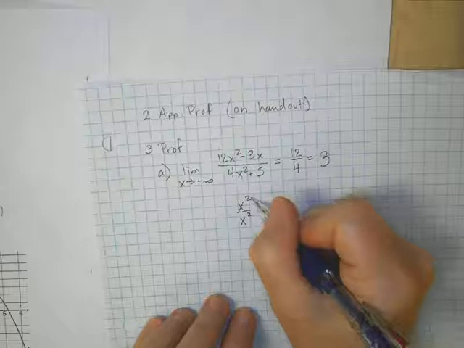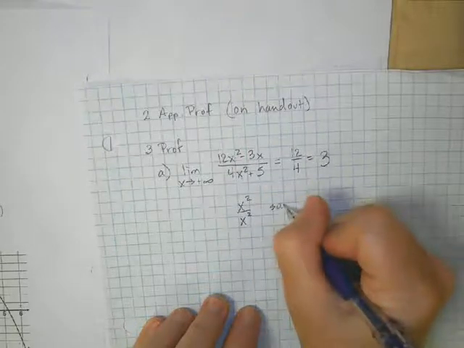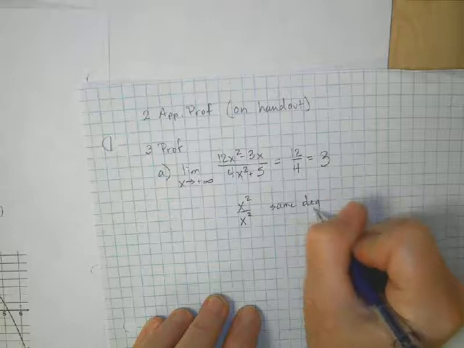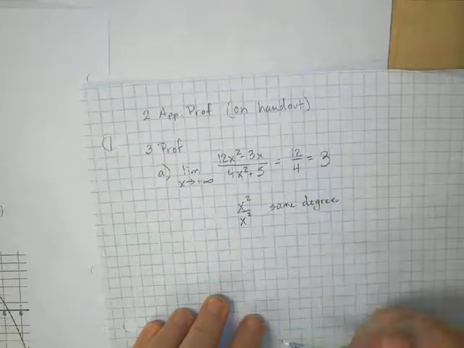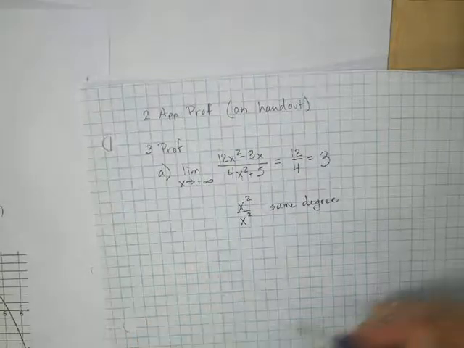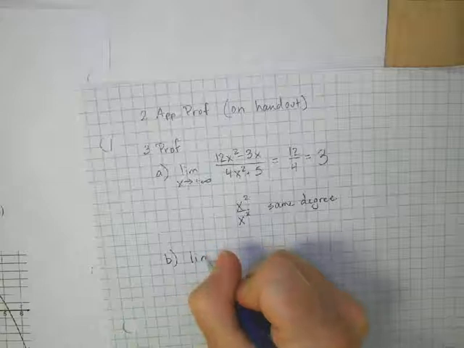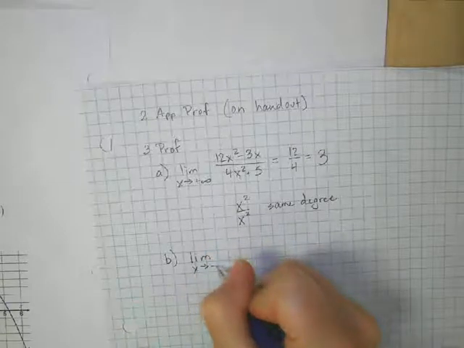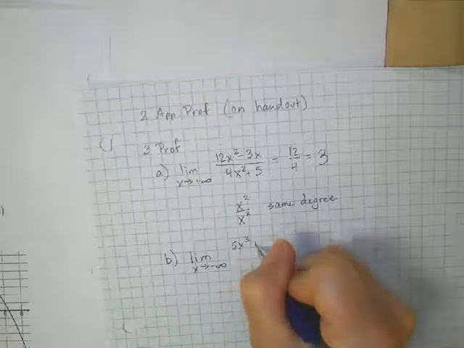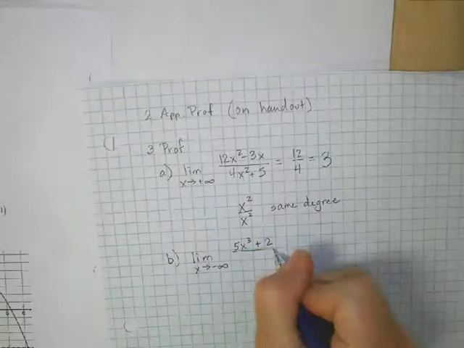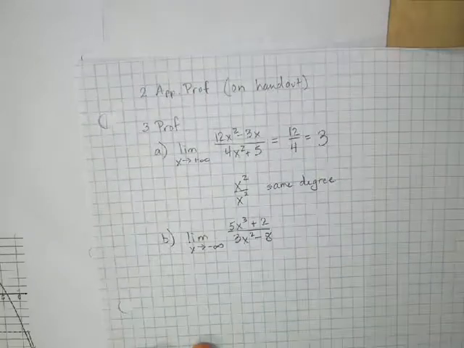So the denominator and numerator have the same degree. In that case, we're just left with a coefficient, so it's going to be approaching 3. Okay, letter B. We have the limit as x approaches negative infinity of (5x cubed plus 2) all divided by (3x squared minus 8). So again, we're going to infinity.